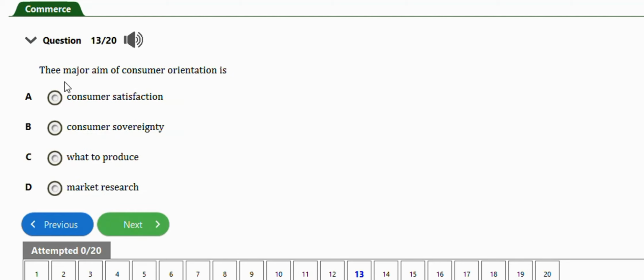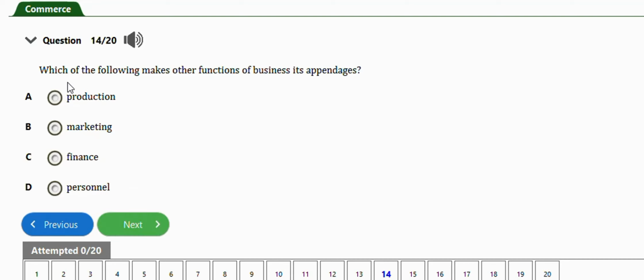Next question. It says the major aim of consumer orientation is consumer satisfaction, consumer sovereignty, what to produce, market research. Right answer is option A, consumer satisfaction. Take note, the major aim of consumer orientation is consumer satisfaction, option A. Next question, it says which of the following makes other functions of business its appendages? It is marketing, option B.